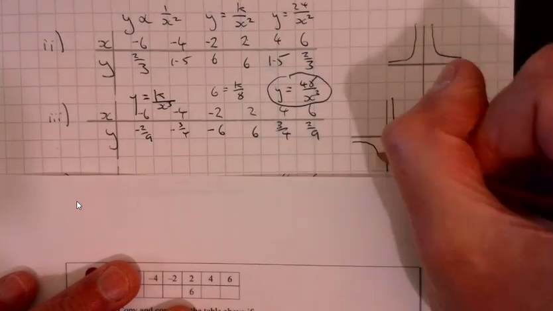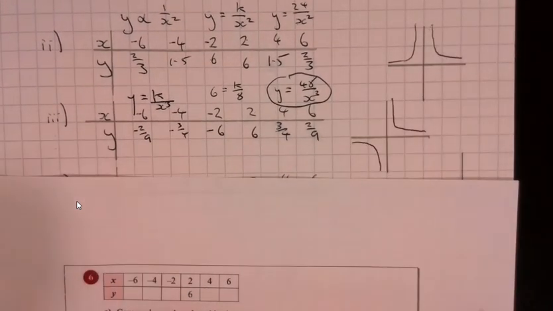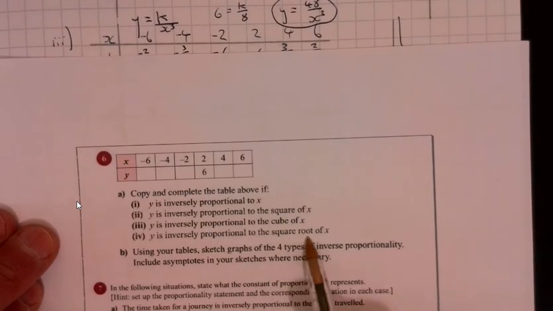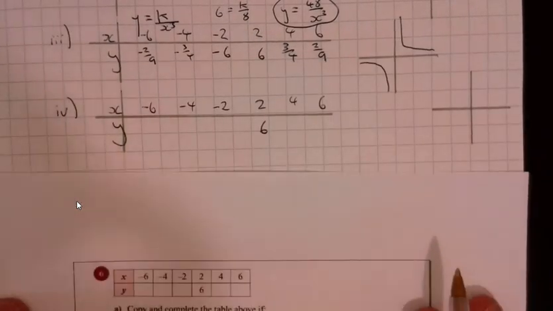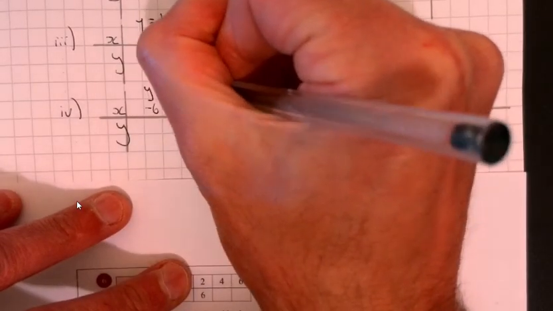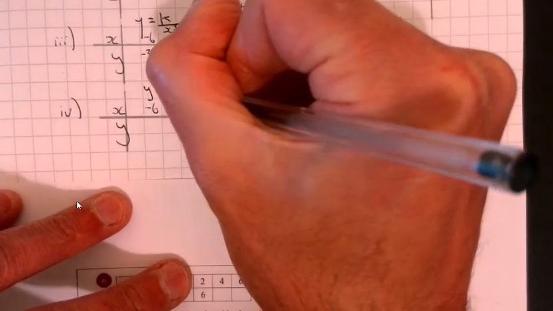So it's going to be a bit like that, right? And then, right, we're nearly there. And then inversely proportional to the square root of x. So, whoops, I'll peep at that last question. So y would be equal to k over the square root.